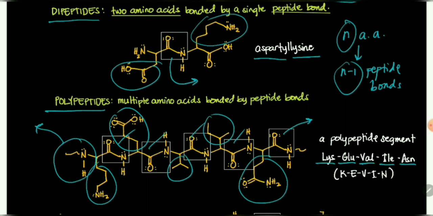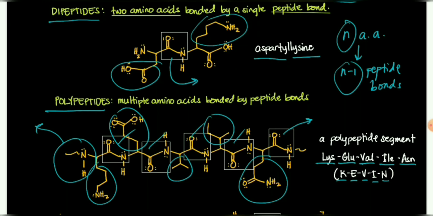So, yun yung kanilang mga abbreviations. Pwede rin naman nating name ito using the single letter notation. So, yung lysine ay K, glutamic acid ay E, okay? So, yung valine ay V, yung isoleucine ay I, tapos yung asparagine ay N. So, that's a pentapeptide segment.